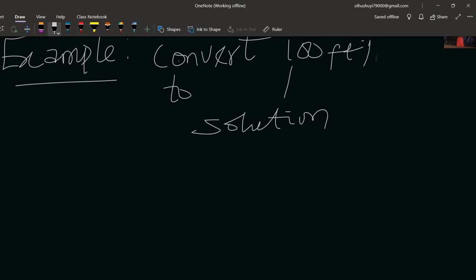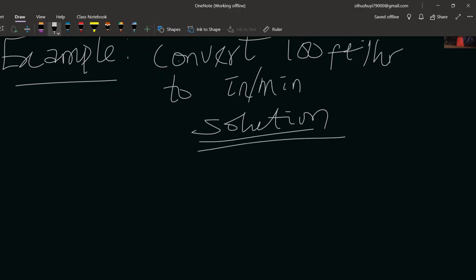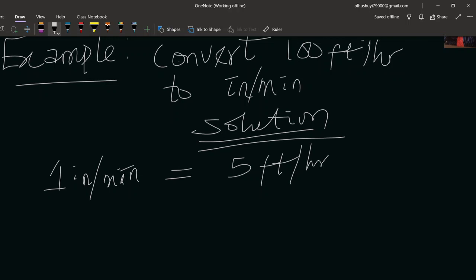per hour to inches per minute. And solve now. So we have 100 feet per hour. You are still using the same expression. You have your 1 inch per minute, this is equivalent to 5 feet per hour. So you can now say, let me say y is unknown.